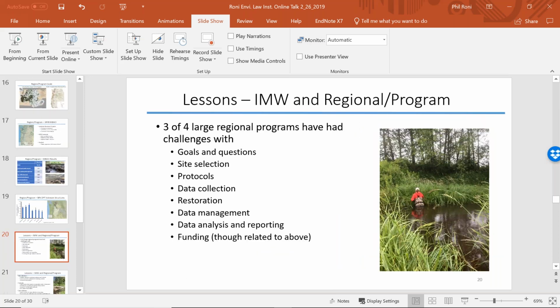So what we've seen from these different regional programs is there's been a lot of challenges. There's some big successes, but there's been a lot of challenges, and these challenges have to do with staying on track on the goals and questions, the site selection, using appropriate protocols, appropriate data collection, being able to time the restoration appropriately, and data management and other issues.